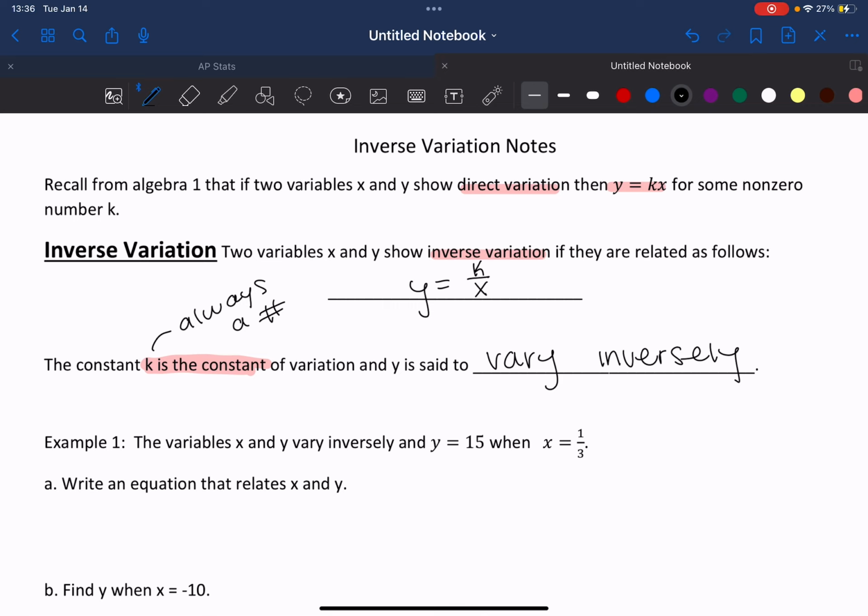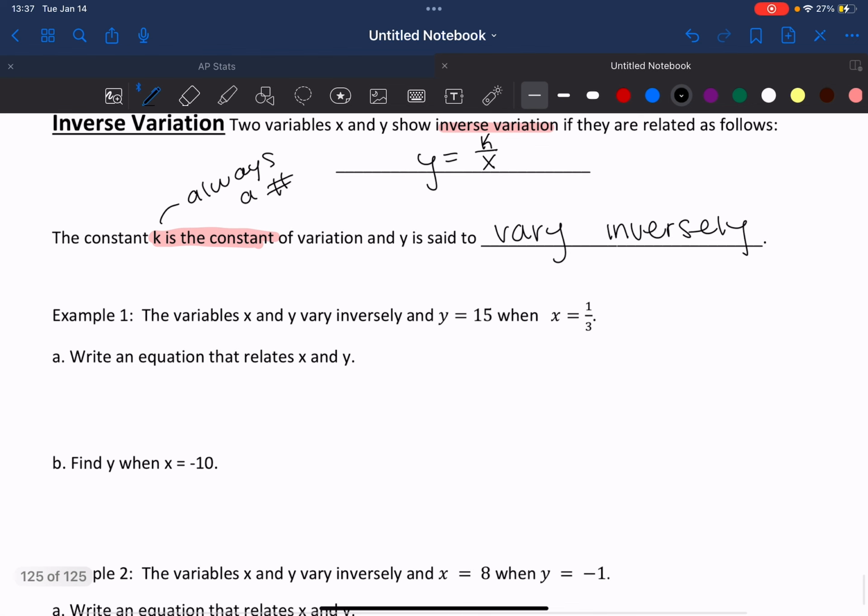You'll see in the examples that when it's talking about the problem, it will say the variables x and y vary inversely. It won't say that there is an inverse variation. So it's just important to know that phrase there, vary inversely. So looking at the example, we have the variables x and y vary inversely, and y is equal to 15 when x is equal to 1/3.